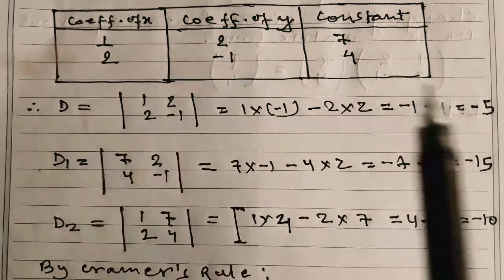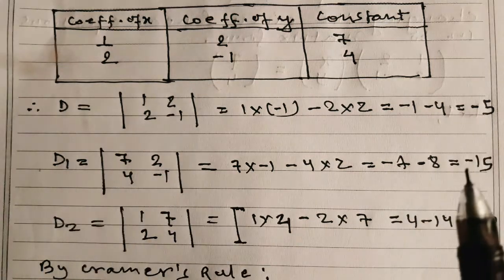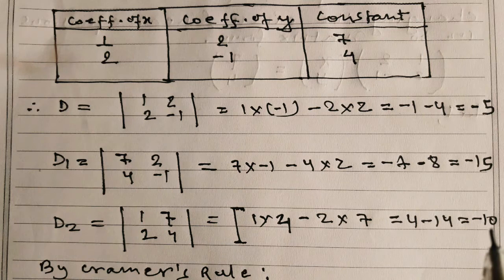The value of D we have got is -5. The value of D1 we have got is -15. And the value of D2 we have got is -10.